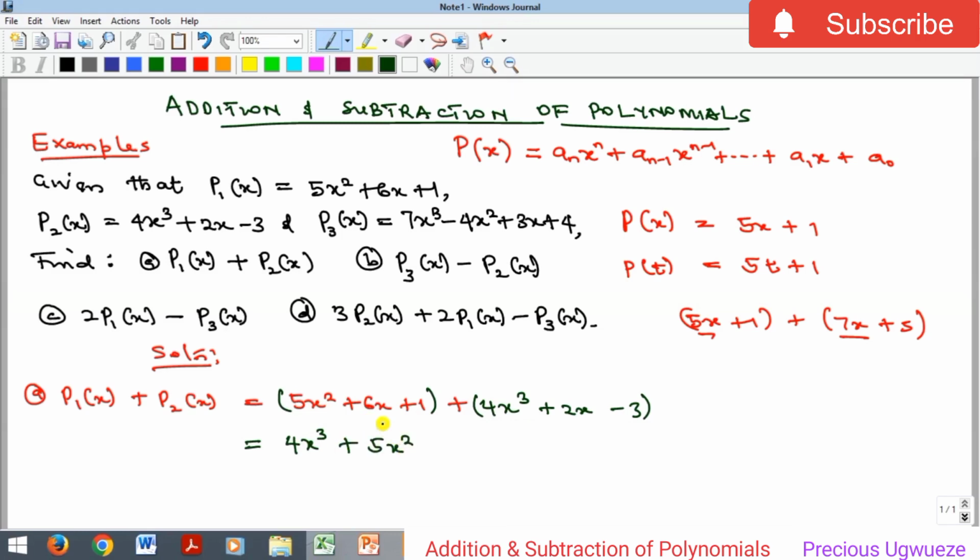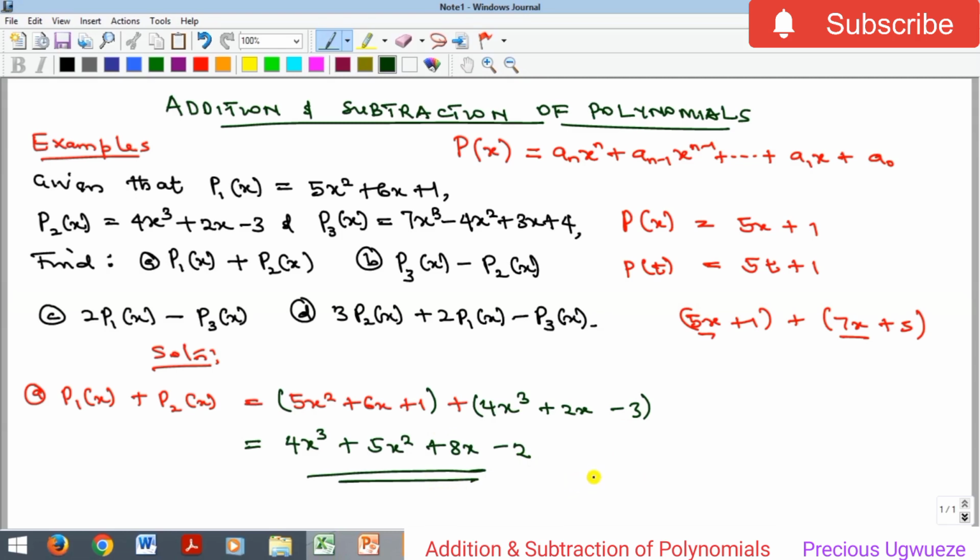But for x now, we have 6x here, and here we have 2x. So we're going to have 6 plus 2, which is going to give us 8. And then we take the variable x together, and then we add the constant, which is 1 plus minus 3, and that's going to give us negative 2. And of course, this is the solution to that first problem.